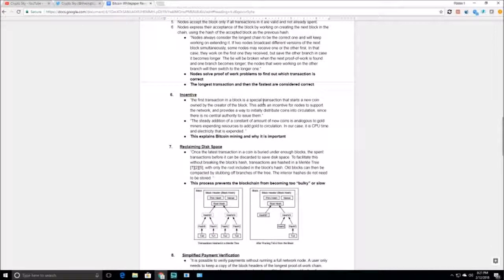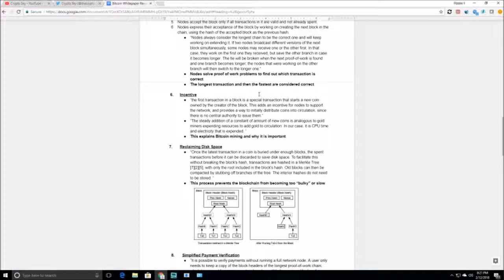So section 6 is incentive, and this actually explains Bitcoin mining and why it is important. It talks about how the first transaction in a block is a special transaction that starts a new coin owned by the creator of the block. This adds an incentive for nodes to support the network and provides a way to initially distribute coins into circulation, since there's no central authority to issue them. So there's not just a magical guy issuing bitcoins out. Like Satoshi Nakamoto is not just sitting at his crib throwing bitcoins at people.